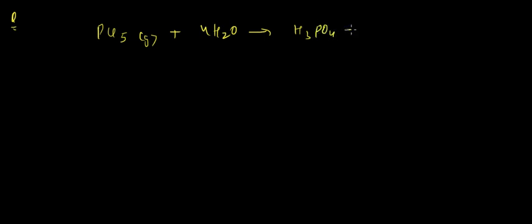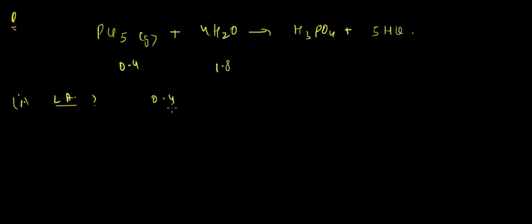Okay, so now if 0.4 moles of PCl5 combines with 1.8 moles of H2O, then what is the limiting agent and what is the mass of HCl produced? So if 0.4 moles of PCl5 combines with 1.8 moles of water, then what is the limiting agent? First part of the problem is what is the limiting agent.